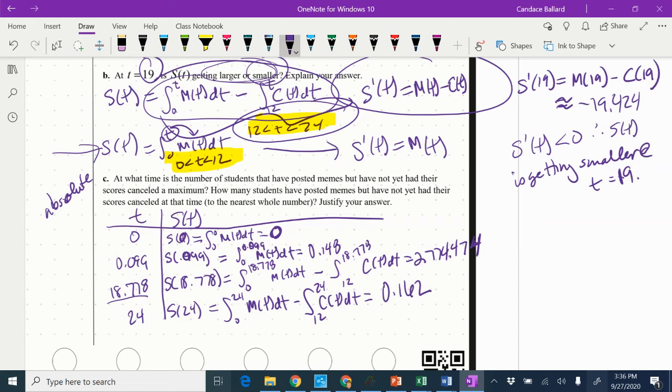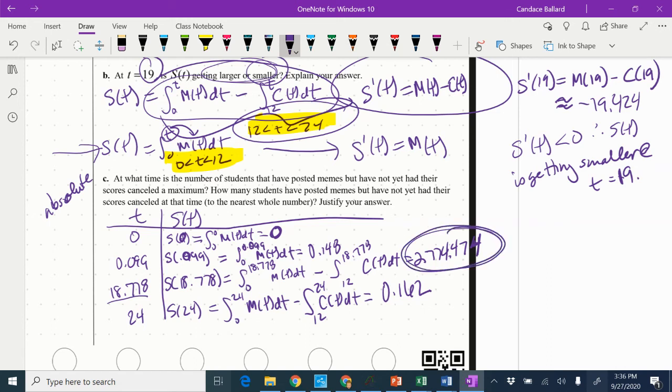So let's go back and read what we were supposed to be finding. It says, at what time is the number of students that posted memes but not yet had their scores canceled at a maximum? How many students have posted memes but not yet had their scores canceled at that time? So basically, this has got to be the biggest number, right? That's our biggest y value. So let's write out a sentence.